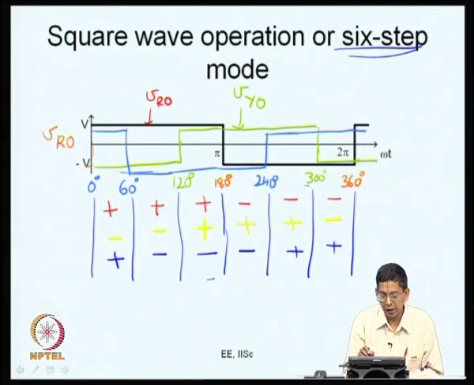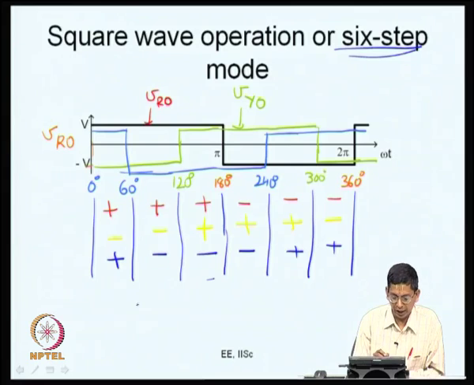Similarly, between 180 and 300, VYO is positive and VRO is negative. Therefore, VRY will be equal to minus VDC, and once again for the last 60 degree duration, VRY will be 0. So, what do you find? If you look at VRY, in the positive half cycle you will find a positive pulse for 120 degrees, and similarly you will find a negative pulse. Let me just try sketching that here itself.